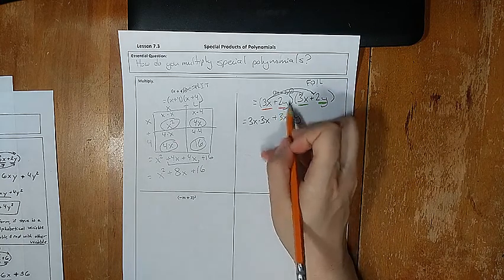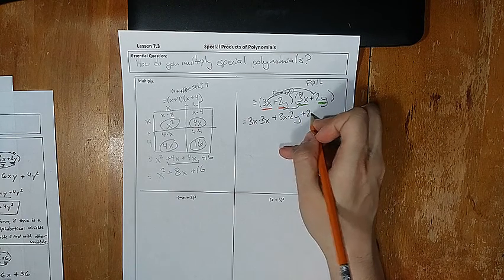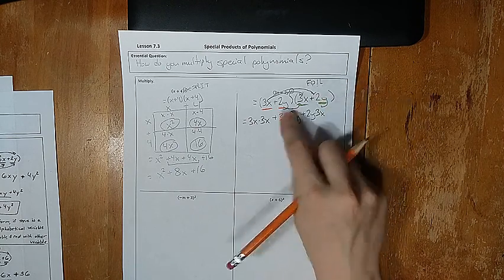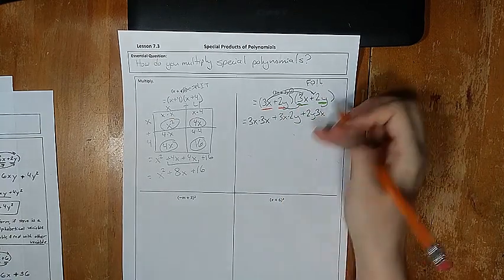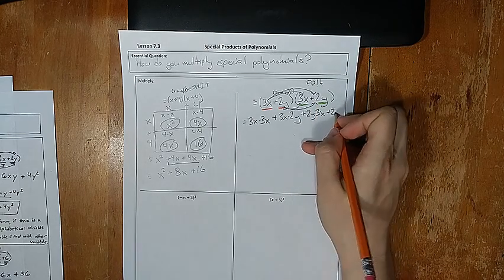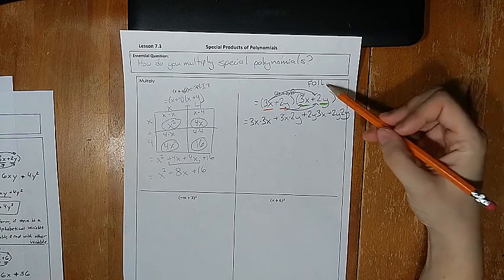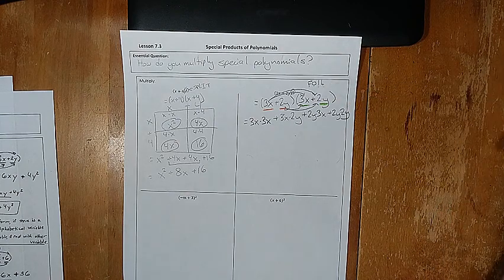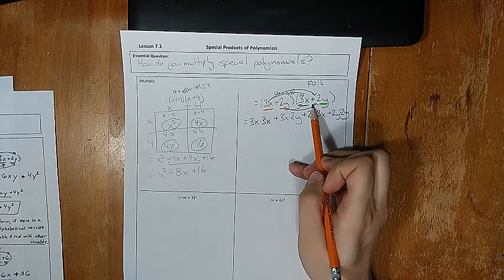So now we need 2y to meet everyone. So we have 2y times 3x. That's the inside, right? These two are on the inside. And then the last. So that means 2y is meeting the 2y. 2y times 2y. So that's what FOIL stands for. Again, we haven't talked about it. It's just a way to remember the distributive property, specifically for a binomial times a binomial.